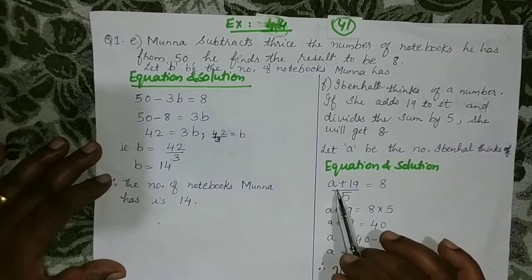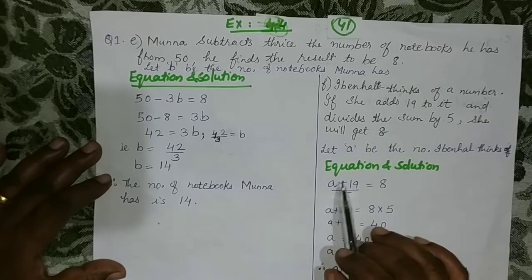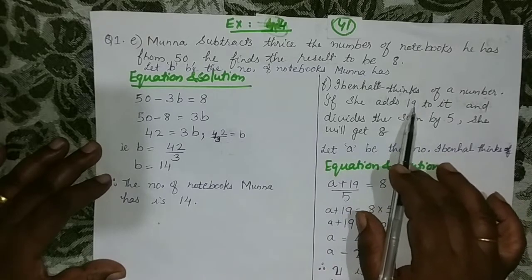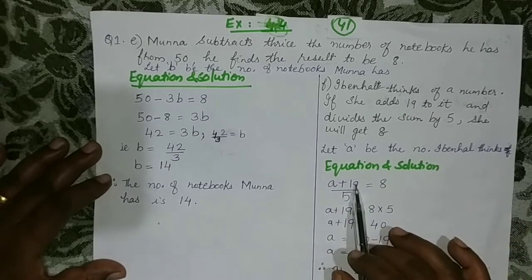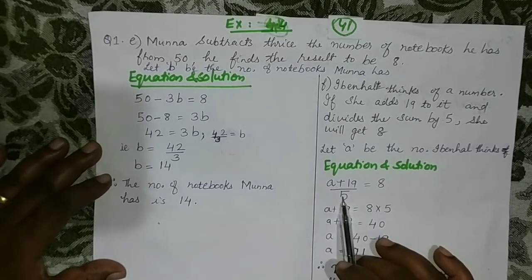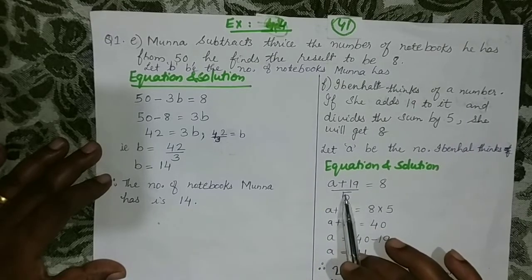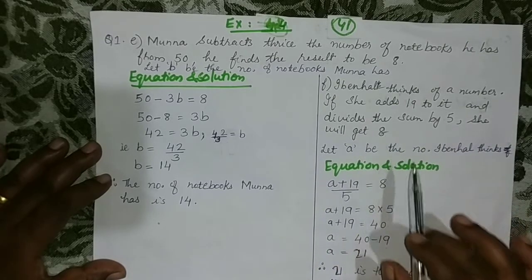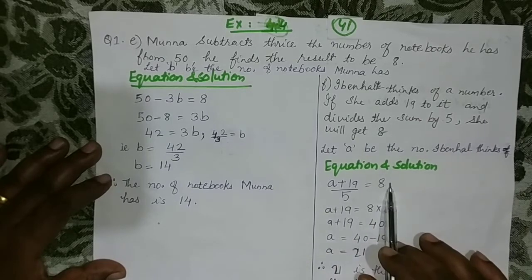Now what is given? Equation we are forming. A plus, after thinking she is adding 19. That means A plus 19. Then the whole sum is divided by 5. So A plus 19 by 5, which is equivalent to what? 8. Equal to 8. So we form the equation.